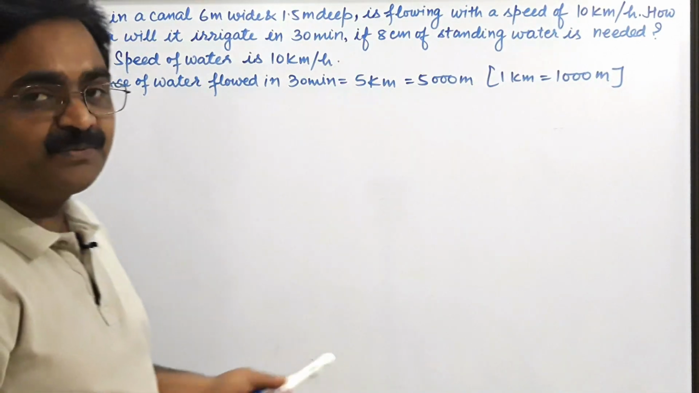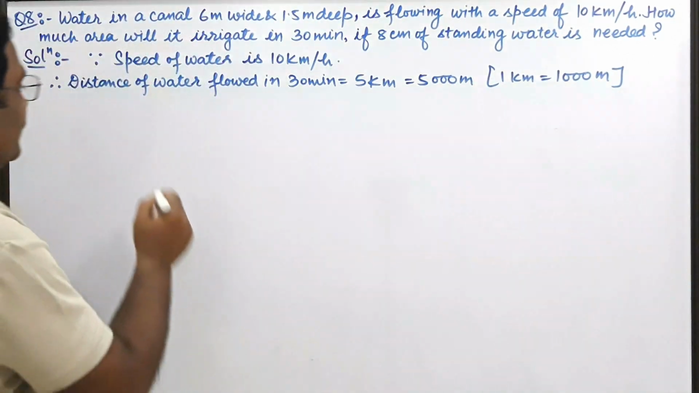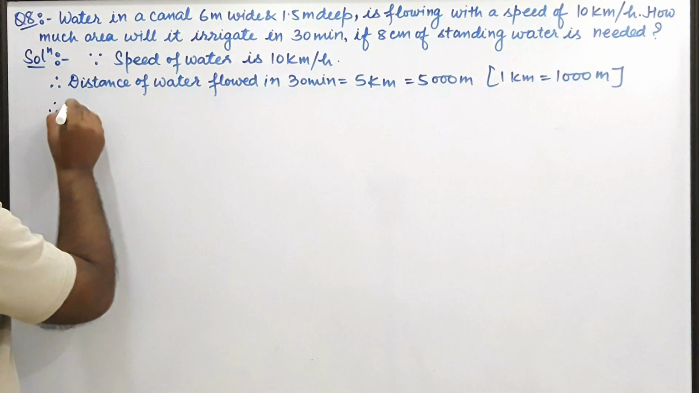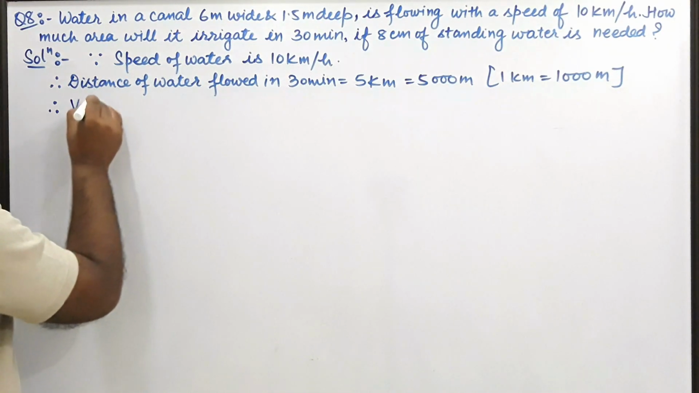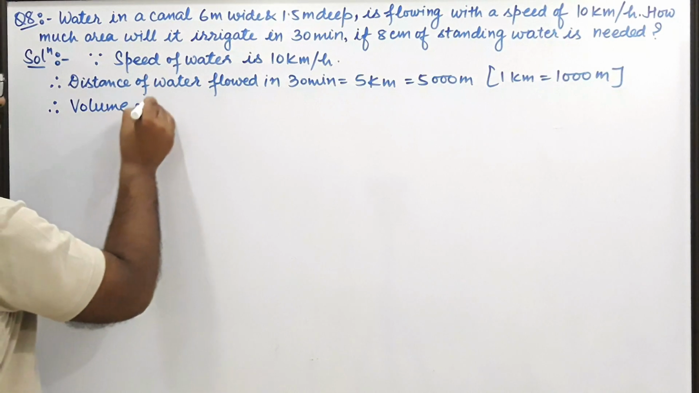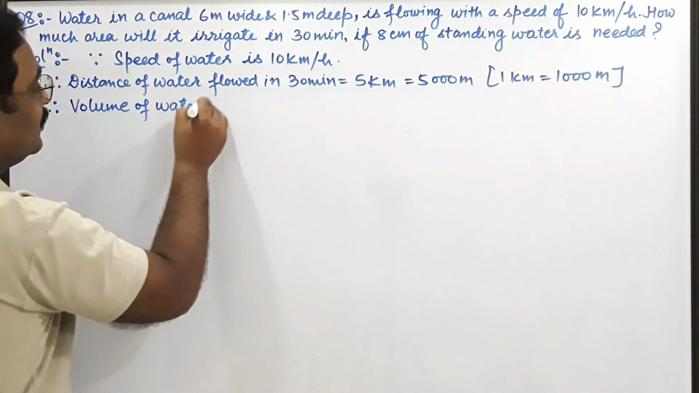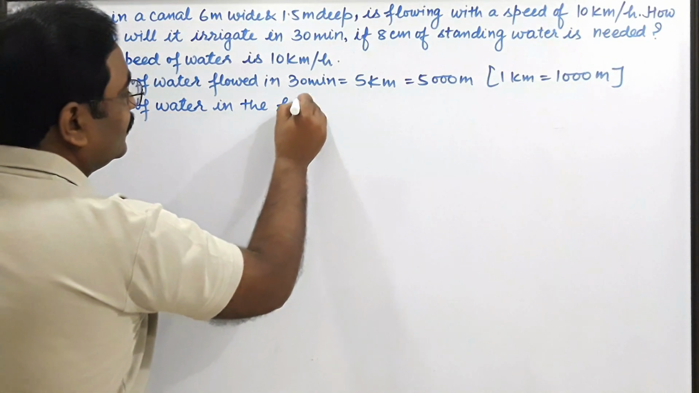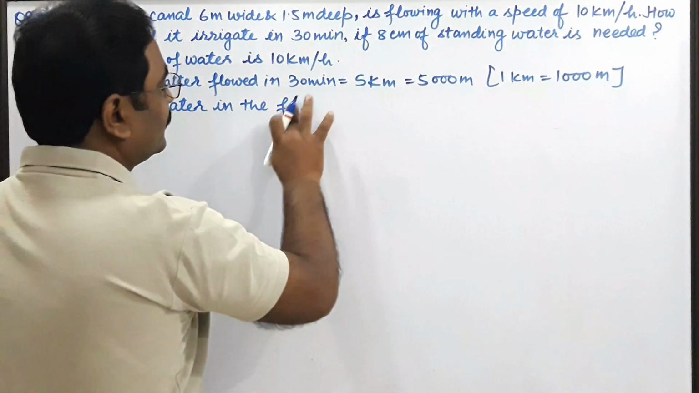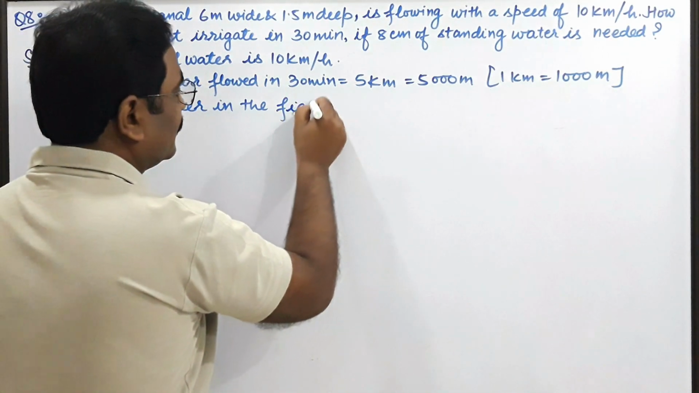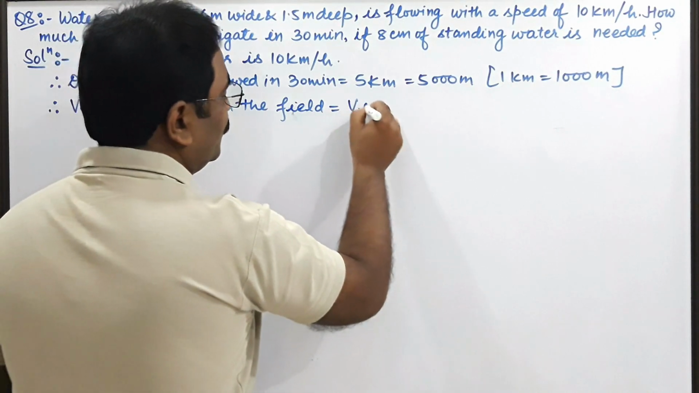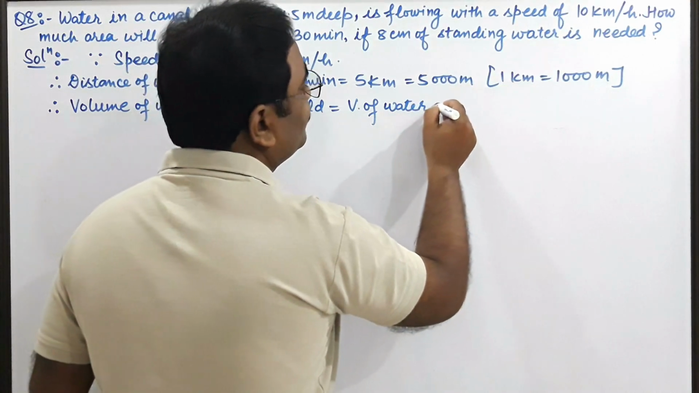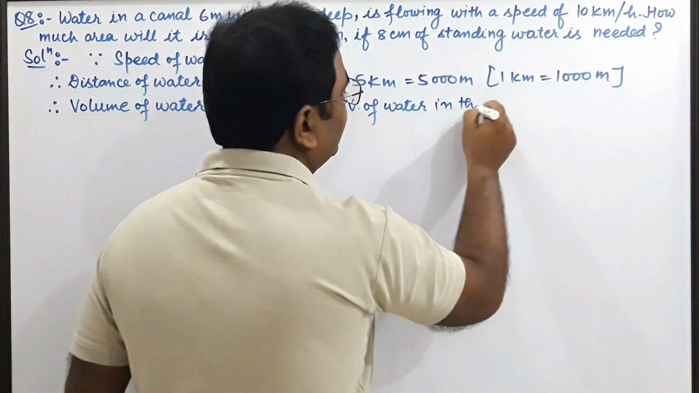So by the conversion of solid from one shape to another, here volume of water in the field is equals to volume of water in the canal.